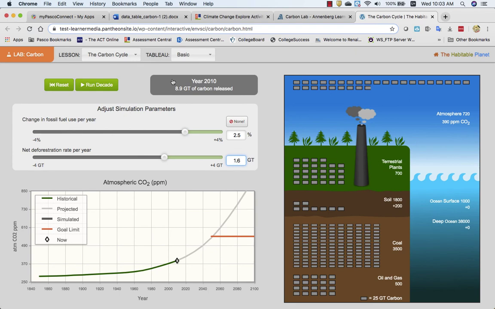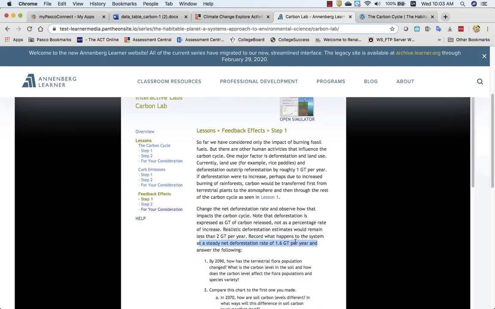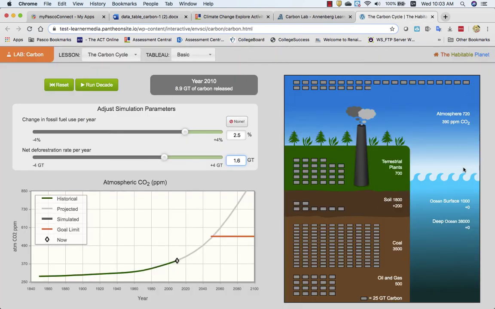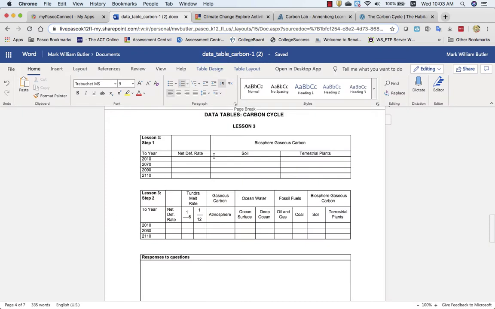Then we're going to run our simulation. It says record what happens to the system at a steady net deforestation rate of 1.6. So looking at our data table, we're going to run 2010, 2060, and 2110. I'm sorry, right here, I was in the wrong table. This table right here. Step 1, 2010, 2070, 2090, and 2110. 2010 we already have up. It's right here. There's our values. We're going to write those in. 720. We've seen these numbers before, guys. 720, 390, all that great stuff. That's going to go in this first row right there.